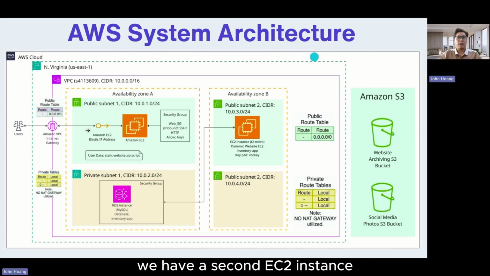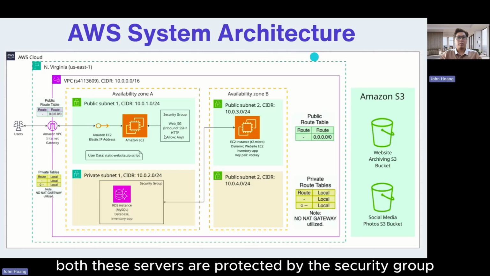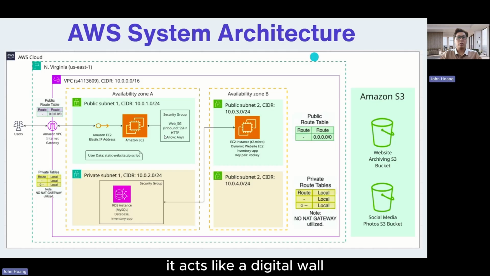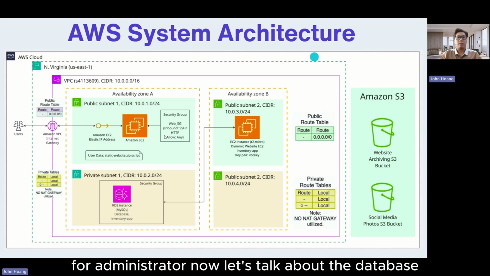In Zone B, we have a second EC2 instance. This T2 micro instance runs our dynamic application, which we call the inventory app. Both these servers are protected by the security group. It acts like a digital wall. It only allows safe web traffic like HTTP, or secure SSH connections for the administrator.